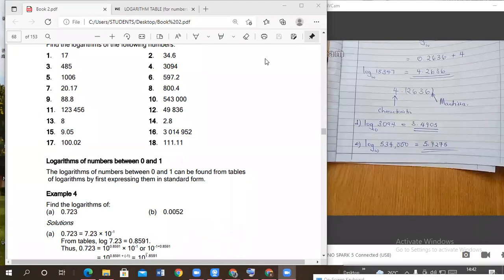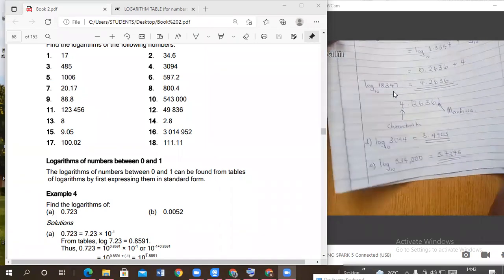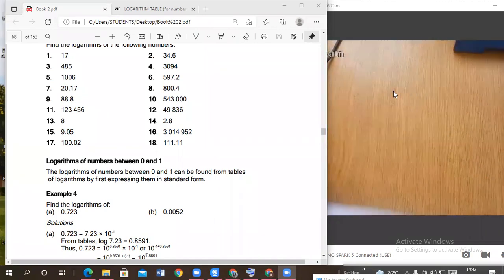So that's how we get logarithm for numbers which are greater than 10. Let's go ahead and see.